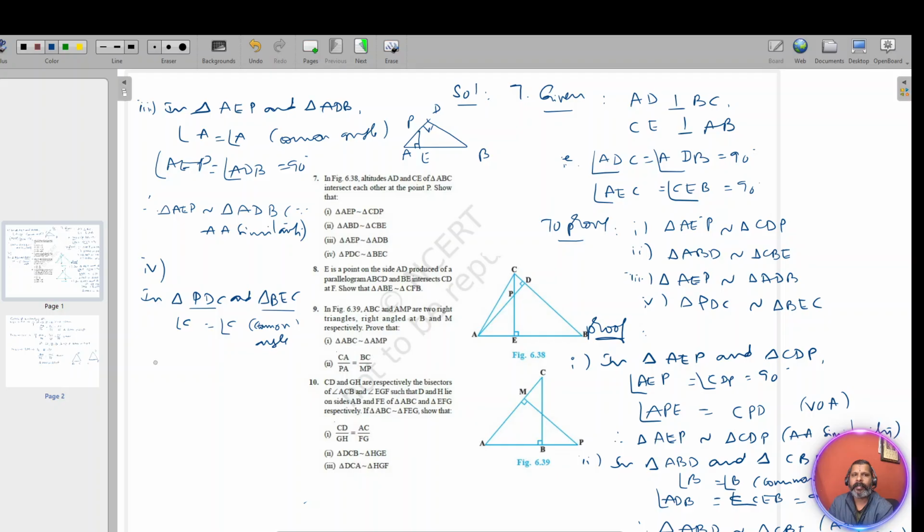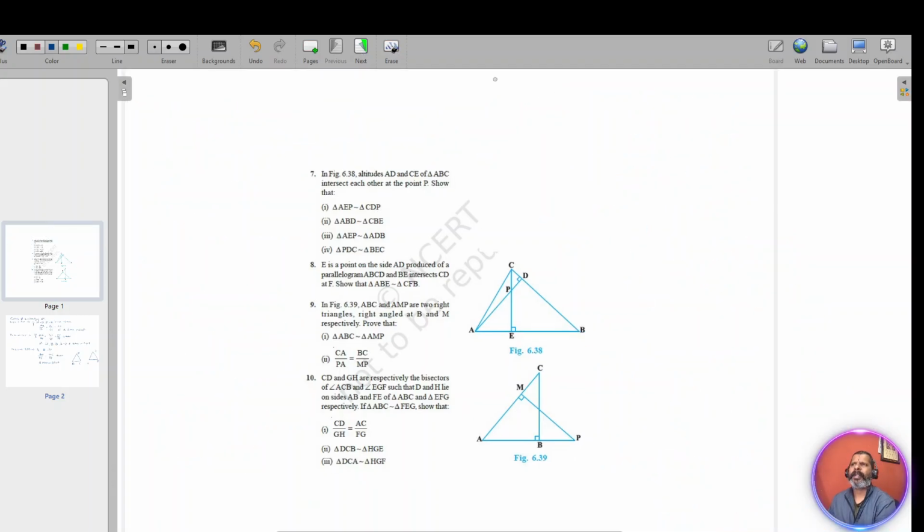So you write the 90 degree and say the reason. AA criteria. PDC equal to BEC, that is equal to 90 degree. And conclude they are similar. Therefore, triangle PDC similar to triangle BEC by AA similarity. Hence, for the whole thing only one relation, the AA criteria. One is 90 degree, one is common angle. Just you have to pick the common angles. That's it. Okay. We'll move to the next question.